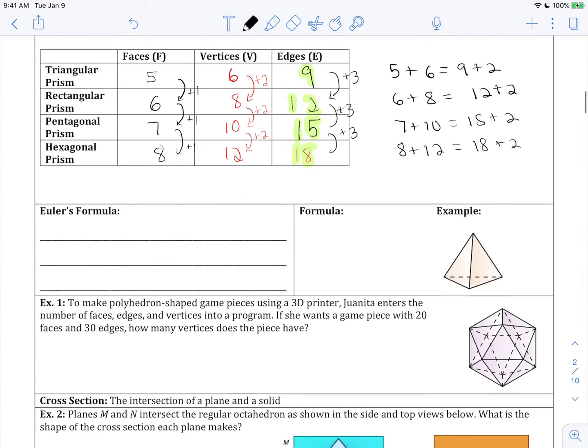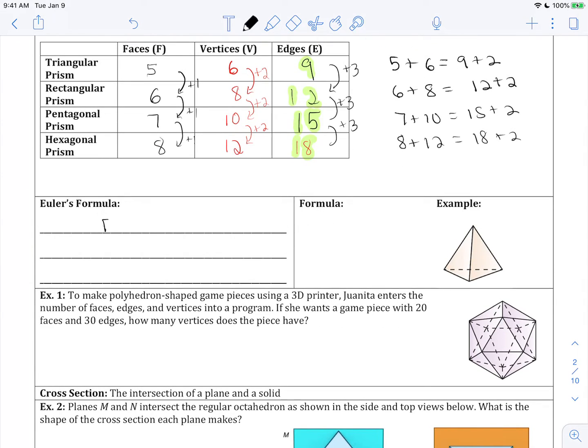So what Euler's formula says is, for any polyhedron, the faces plus the vertices equal the edges plus 2. Right, so looking at this triangular pyramid over here, we can identify our faces, our edges, and our vertices, right? We have 4 faces. We have 6 edges. And we have 4 vertices.